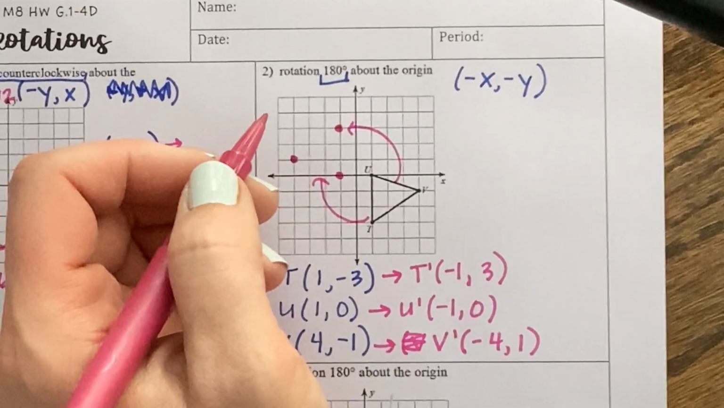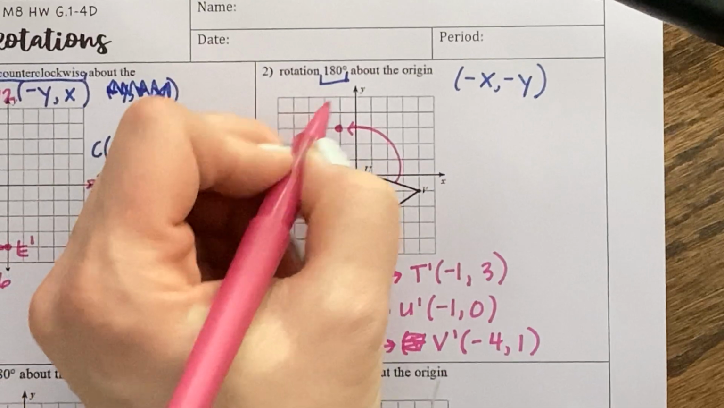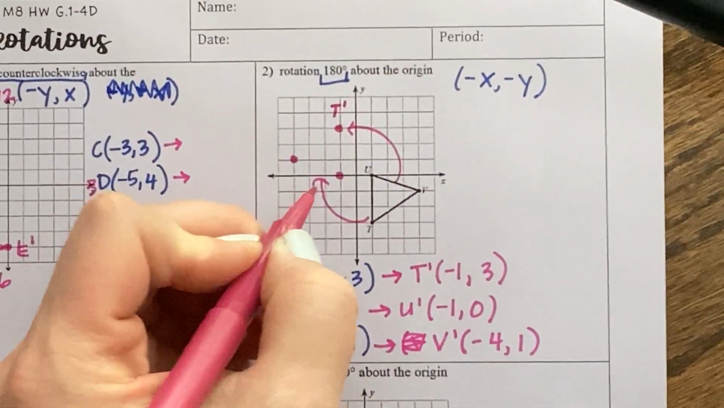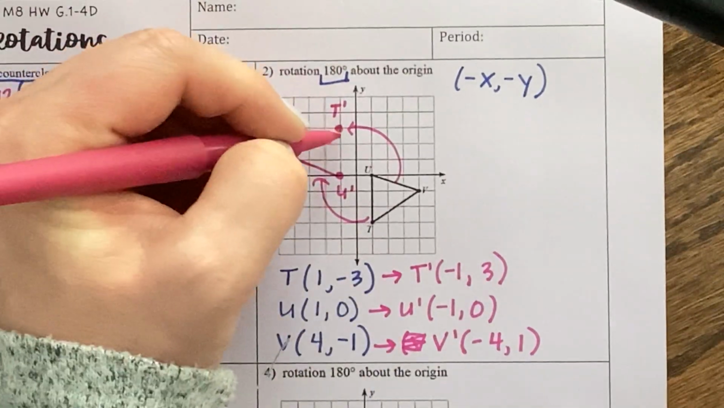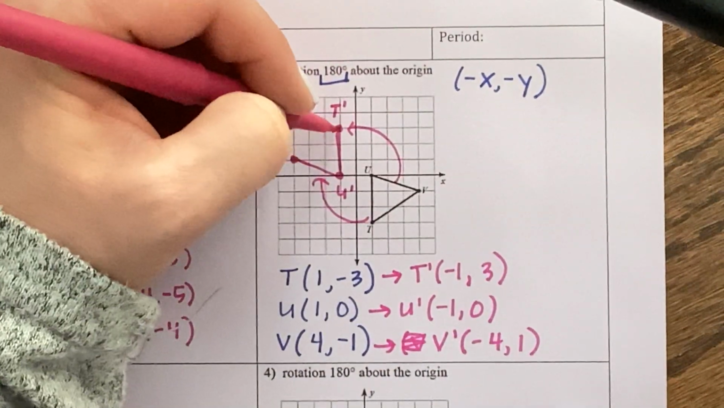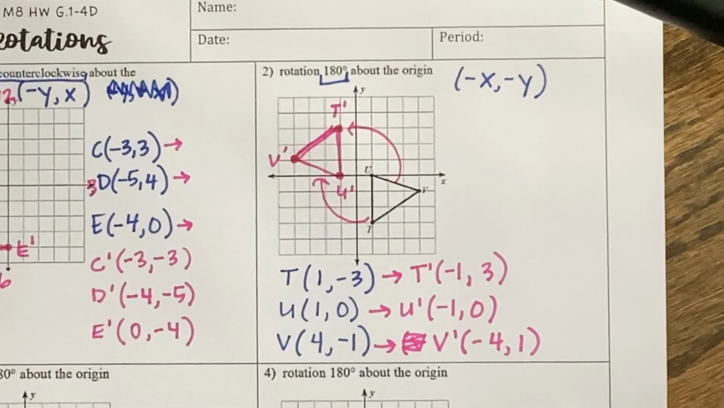That's because these coordinate rules are like magic. They work. This one up here was T prime. This one is U prime, and this one is V prime. The triangle is congruent. The orientation has stayed the same. I just did a 180-degree turn of the figure.